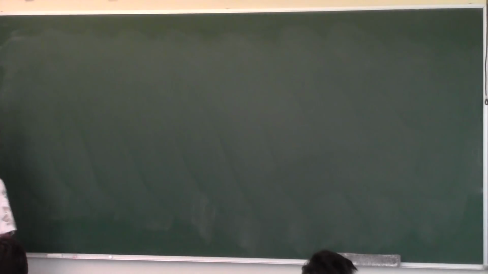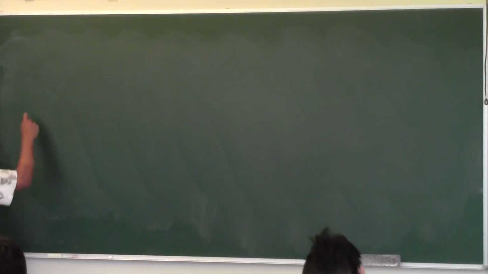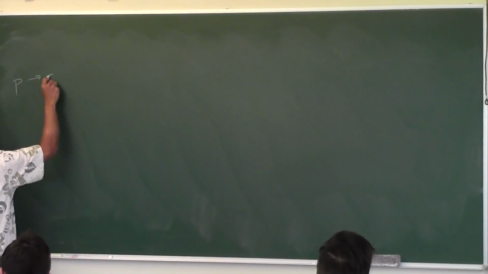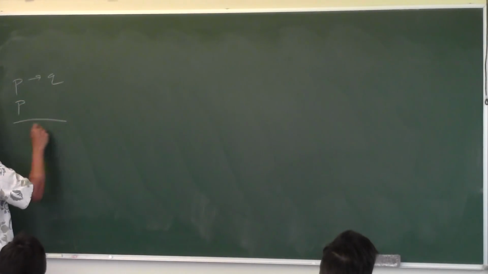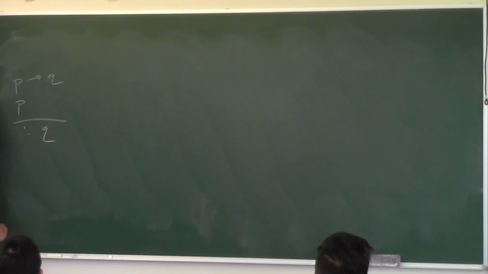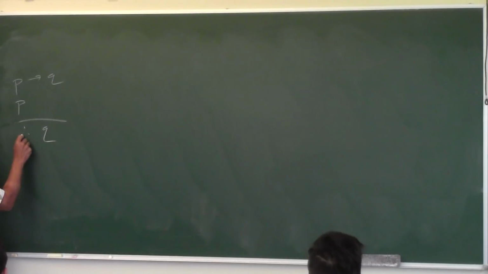All right, today we are looking at what we call arguments. Now here is the most famous argument there is in logic. P implies Q. P, therefore Q. This is called an argument. An argument is made of these statements above this line. We call these statements the premises. And then we have a line, and this symbol means therefore. This thing here is called the conclusion. These are the premises, this is the conclusion.